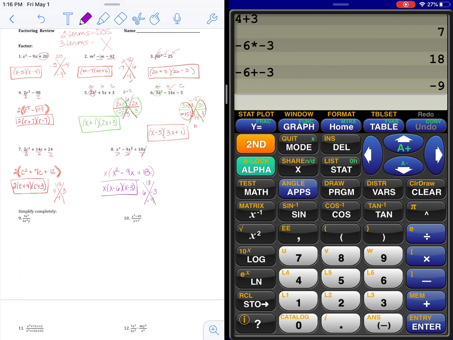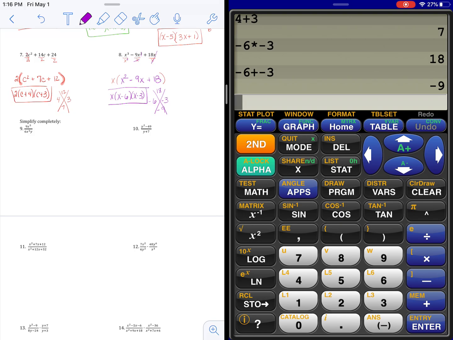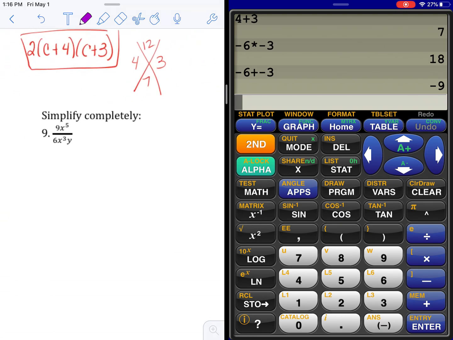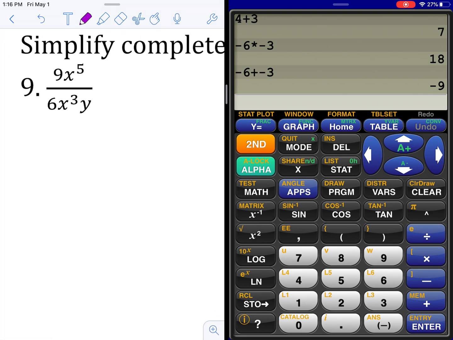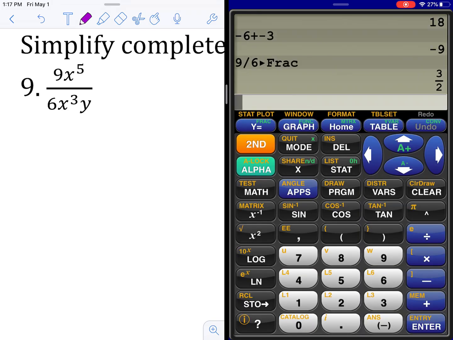All right, next part of the test is like 9, 10, and 11, where you are just reducing fractions. You need to check and see if you can factor first. Let's start with number 9. 9 over 6, you could plug that into your calculator. 9 divided by 6, math, enter, enter. That reduces to 3 halves. Or you could do that in your head. 9 divided by 3 is 3. 6 divided by 3 is 2.